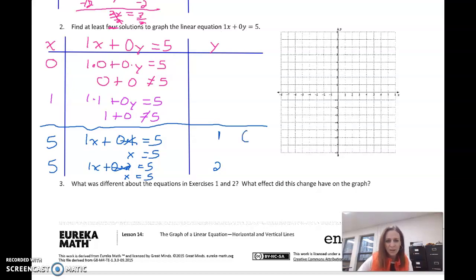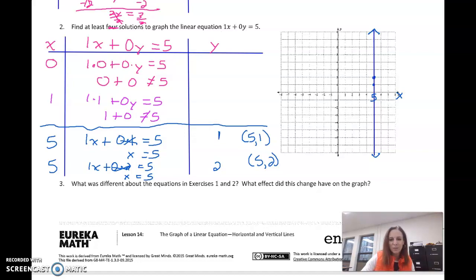So if I have these points here, (5, 1), (5, 2), and I put a 3 in, guess what? x would still be 5. We're getting a vertical line through x equal to 5. All right, so that's going to be a hint as we move on here of what we're going to see happen.